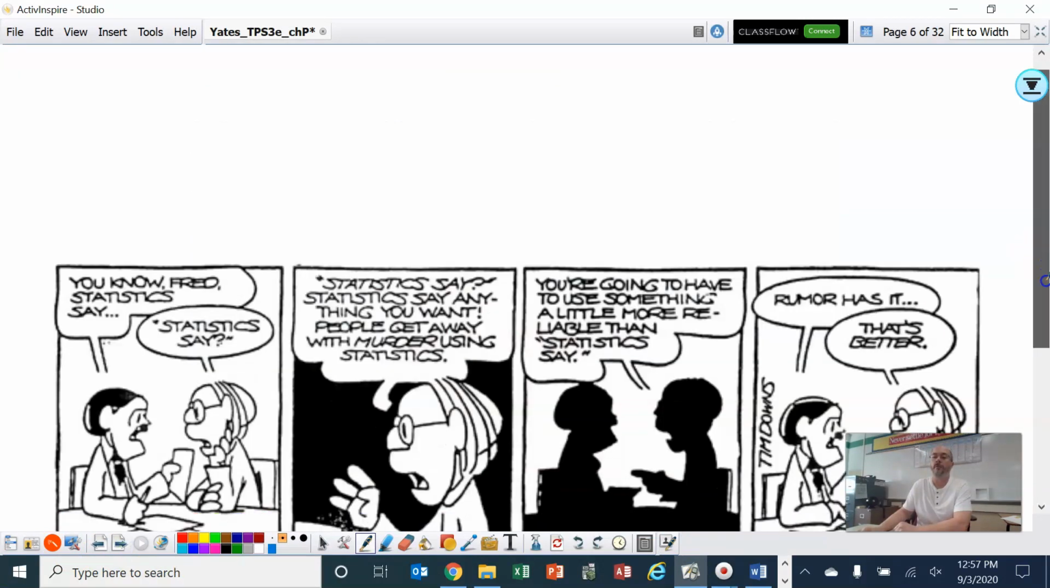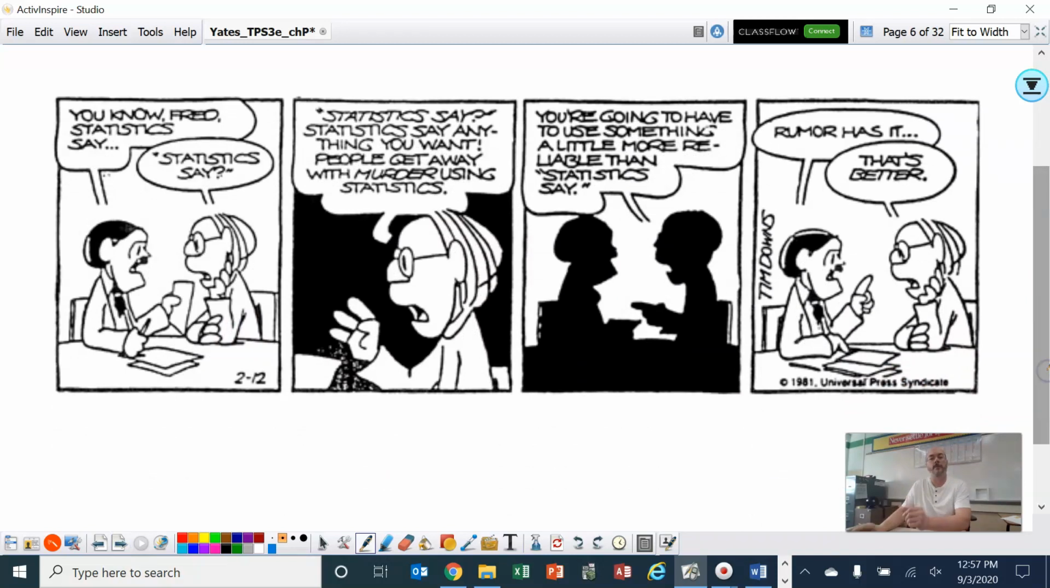All right, I'd like to throw a few of these in. These are also in your book. Okay, little comic strip here. You know, Fred, stats say anything you want. People get away with murdering statistics, or with murder using statistics. You're going to have to use something a little more reliable than statistics say. Rumor has it, that's better. All right, just a little comic there.